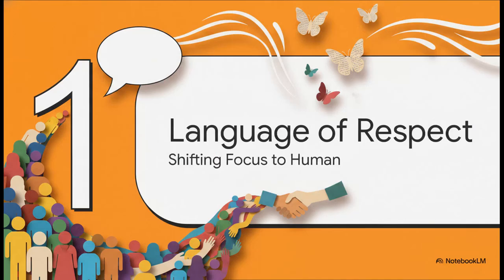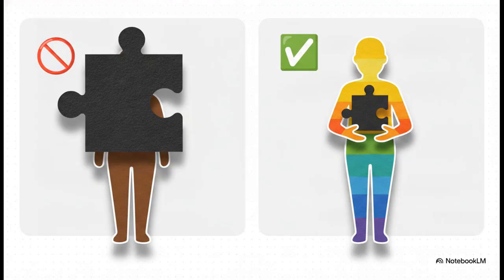First up, the language of respect. It's all about shifting our focus entirely back to the human beings sitting in front of us. The real game changer here is the shift to what we call person-first language. Instead of saying someone is a drug addict or a disabled person, we say person with addiction problems or person with a disability. Hear the difference? It puts their humanity first and treats their condition as secondary, rather than letting it define their whole identity. It's a tiny shift that shows massive, immediate respect.